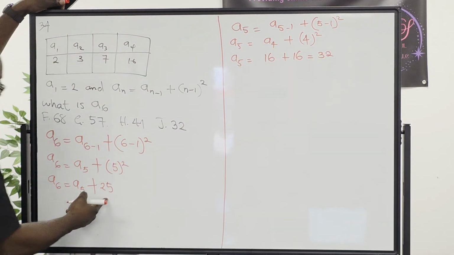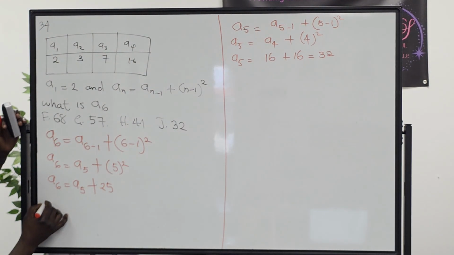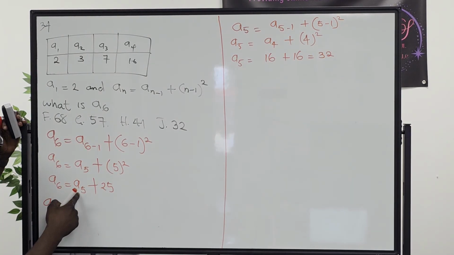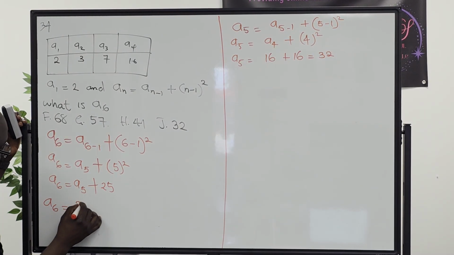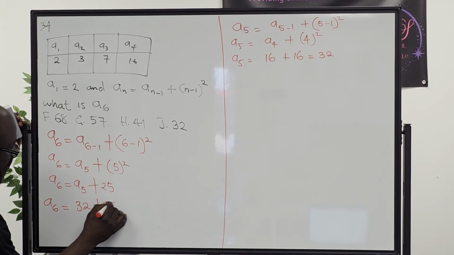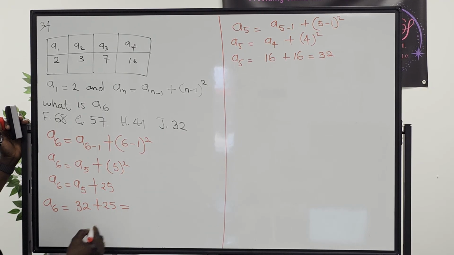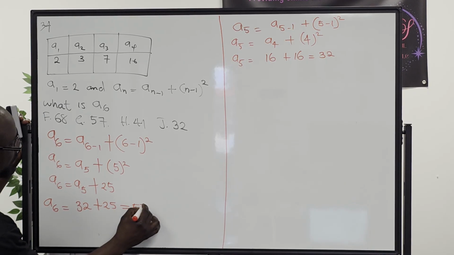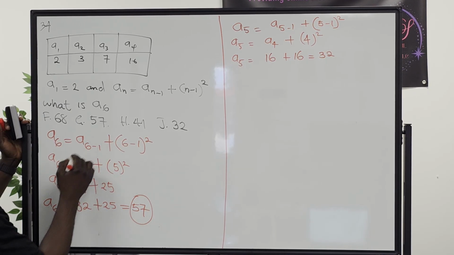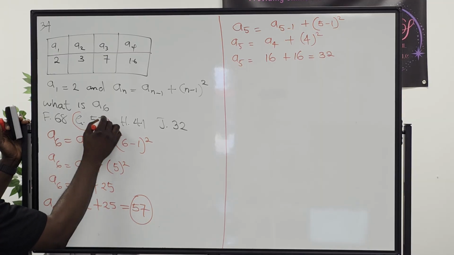So now we can come back here and say A6 is equal to A5, which is 32, plus 25. If you add these two together, you get 57. So the answer is option G, 57.